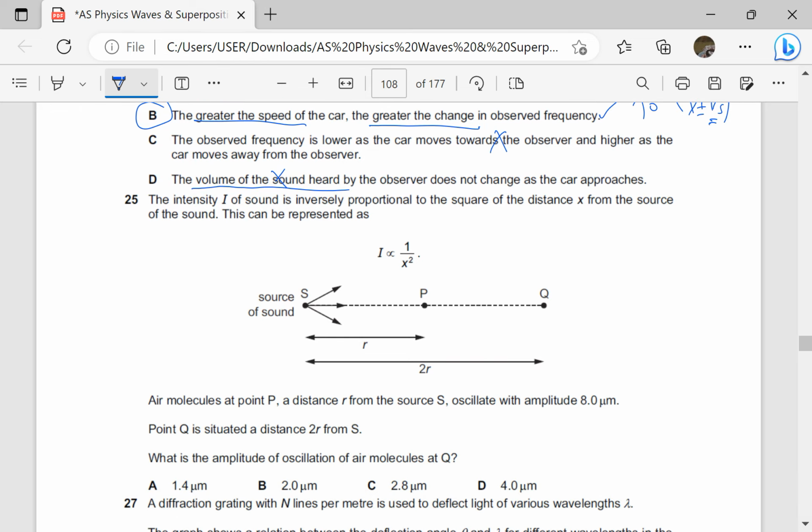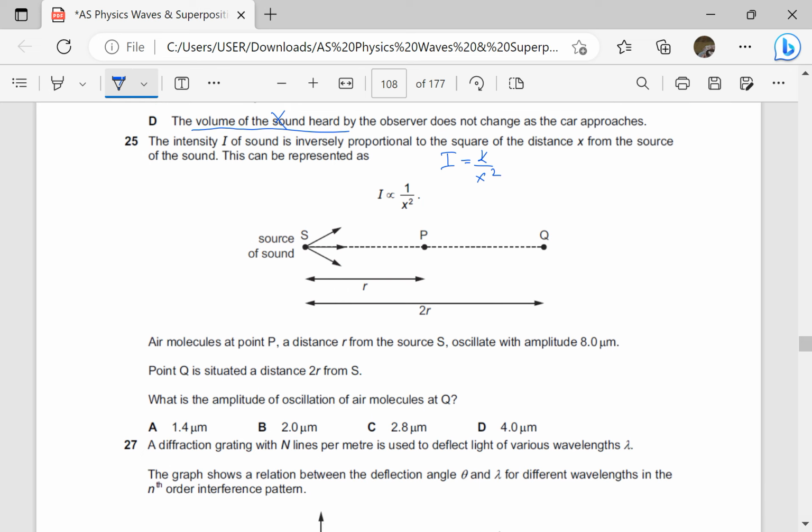The intensity I of the sound is inversely proportional to the square of the distance x from the source of the sound. This is represented by that equation. So let's write an equation here. Intensity I is going to be equal to a constant k divided by x squared. Air molecules at point P, a distance r from the source S, oscillate with the amplitude 80 micrometers. Point Q is situated a distance twice r from S. What is the amplitude of oscillation of air molecules at Q?